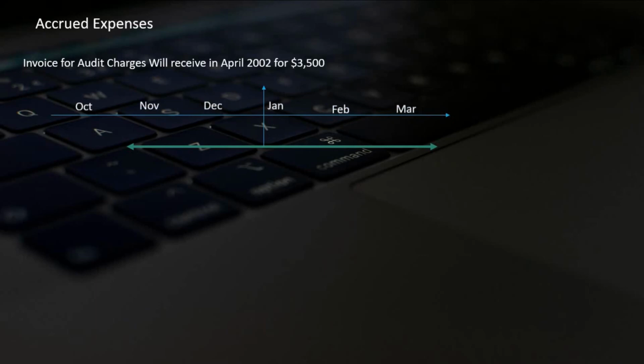So in this case, at the end of the financial year, we have to record the 3,500 expense in the current year. In this case, no entry has already been made. But unlike previous cases, here we have two journal entries. The adjusting entry for accrued expenses is debiting audit charges for 3,500 and crediting expense provisions for 3,500. Expense provision is a liability account. We have to pay 3,500 later.